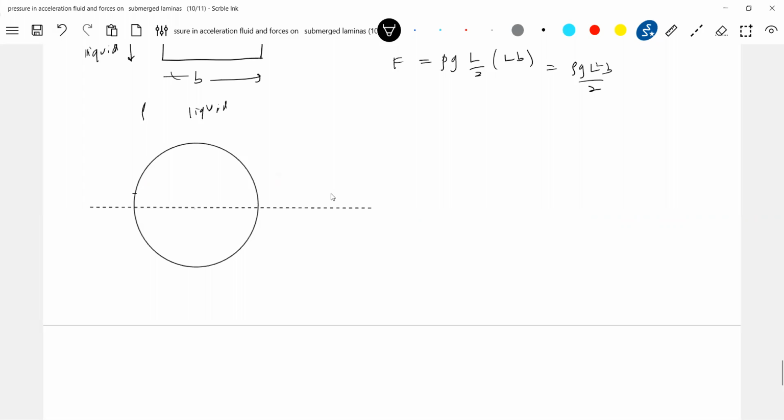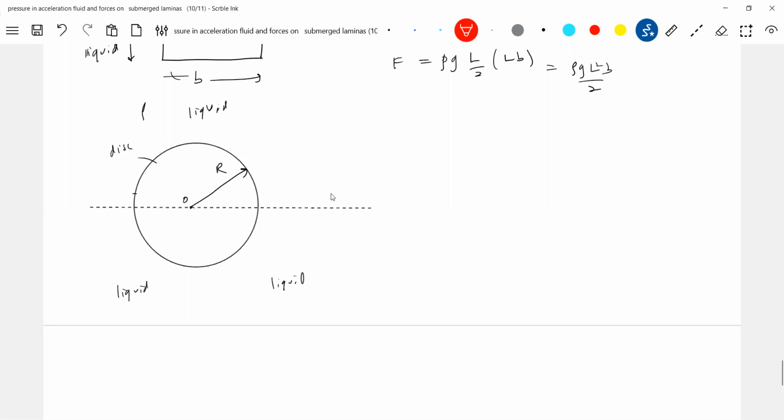Half of the volume of the disc is immersed. It's a disc, and this is a liquid. Definitely, to find the force acting on it means a lot of integration we have to do. It's not that easy. We can work it out, but it is time consuming.